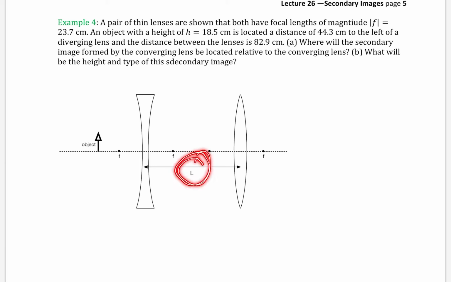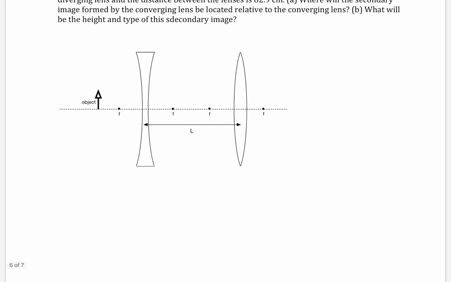That's L. All right, so part A: where will the secondary image formed by the converging lens be located relative to the converging lens? In this case, we just care about a single secondary image. Okay, so let's use the lens formula twice and get there. In many ways, this is probably the simplest of all the examples, a good one to end on. There's that h. We'll end up using that down the line.